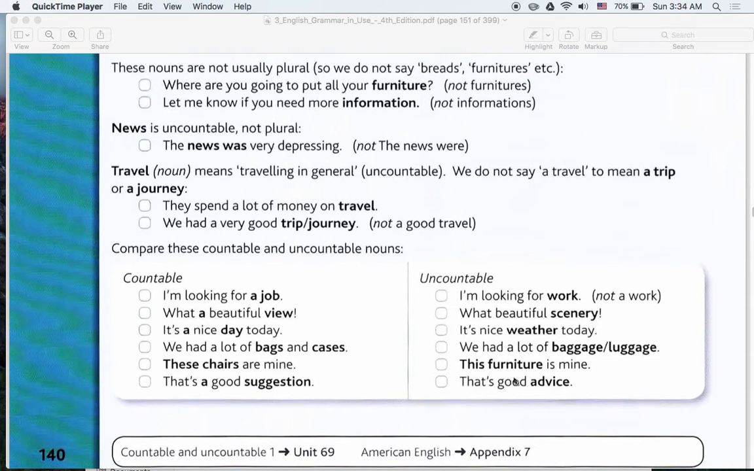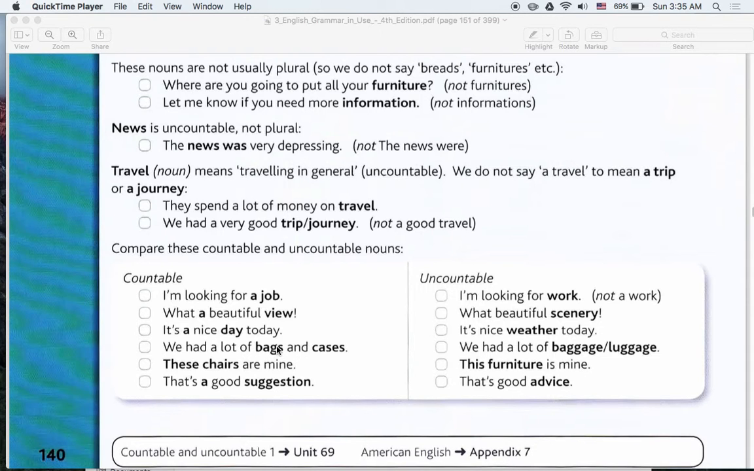This one in particular is very interesting because I think I heard a lot of people saying that's a good advice. But it turns out that advice is actually an uncountable noun and we don't use an article with it. So that's good advice. But that's a good suggestion. These chairs are mine. This furniture is mine. When you have several pieces of furniture, chairs, you can say these chairs, plural, are mine. But when you are talking about the furniture in general, all of it, you say this furniture is mine.